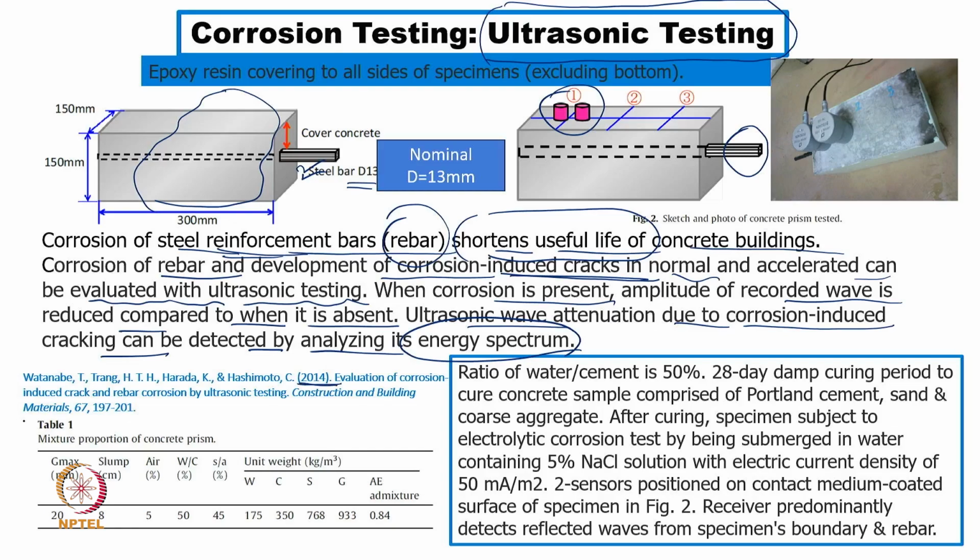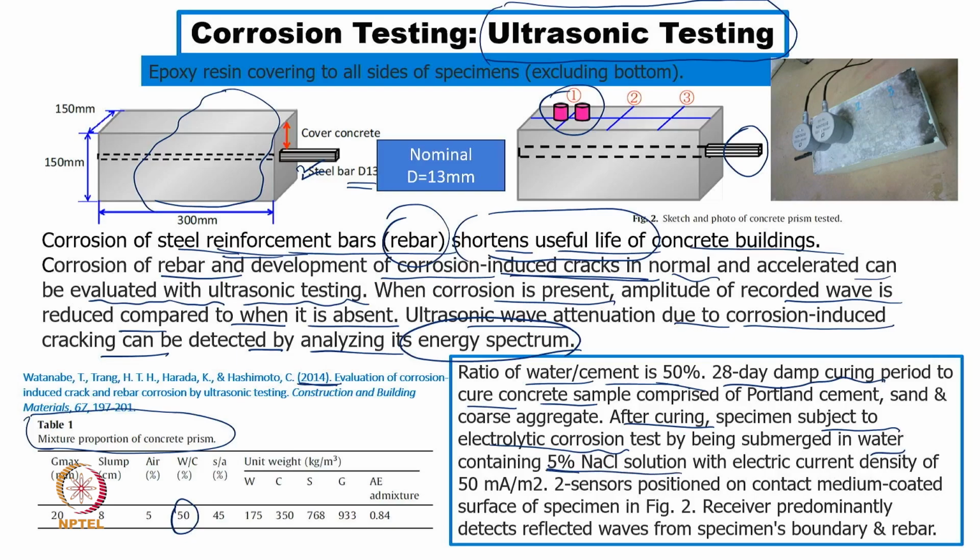and the concrete chemical composition has been shown over here. This ratio has been shown as 50%, that is, the water to cement ratio is 50%. And of course, we know that every concrete needs to be kept for some time so that it gets cured. So, they cured it for 28 days, a damp curing period was used, so that it gets sufficient strength. After curing, they subjected it to the electrolytic corrosion test by submerging it in water containing 5% NaCl.